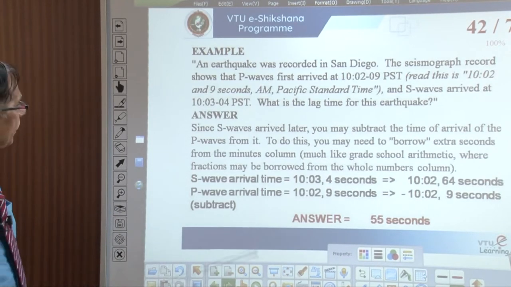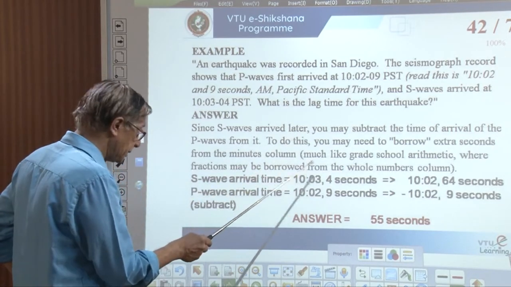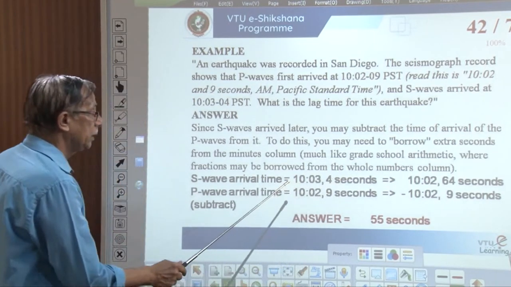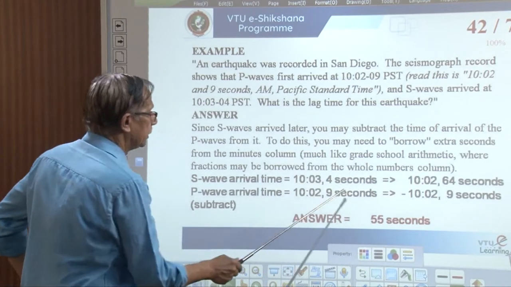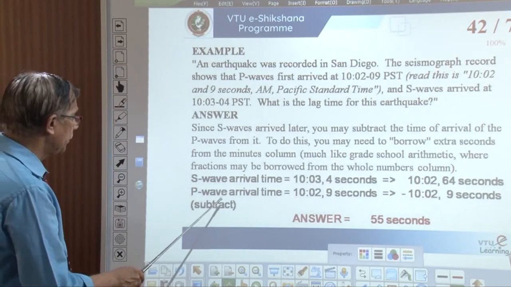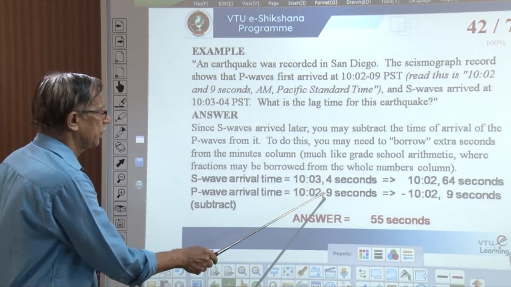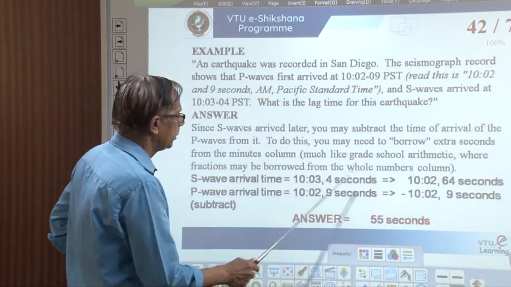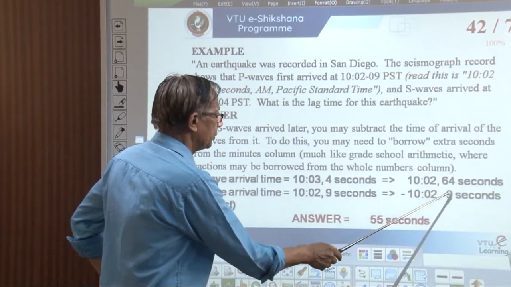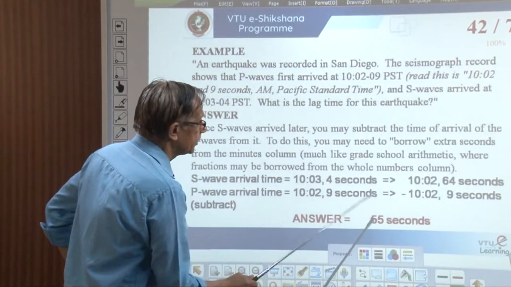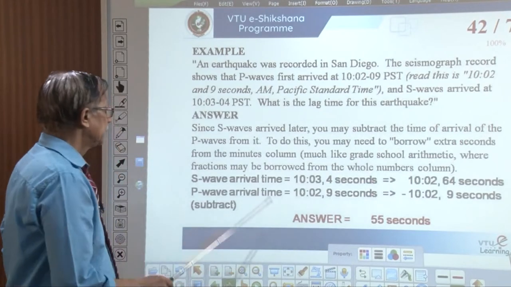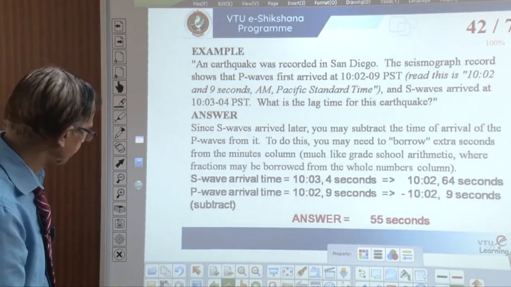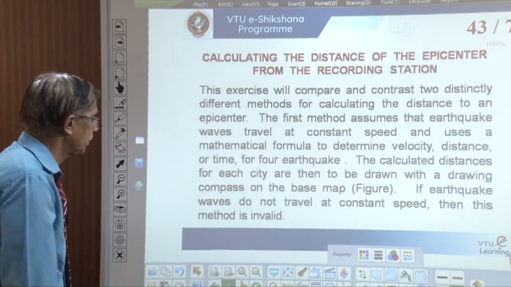The answer is simple. Since the P wave arrives first and the S wave arrives later, the S wave arrival time is 10 o'clock, 3 minutes, 4 seconds. Then I have the P wave arrival at 10 o'clock, 2 minutes, 9 seconds. From 4 seconds I cannot deduct 9 seconds, therefore I borrow, so 64 seconds. 64 seconds minus 9 seconds is 55 seconds. So the lag time between the S wave and the P wave is 55 seconds. Just a simple calculation of lag time. Now, we will continue.